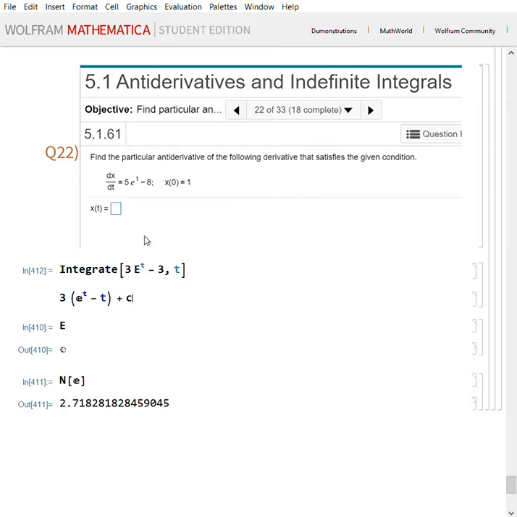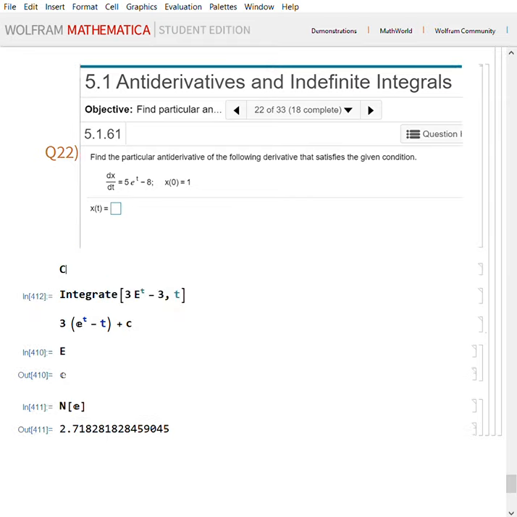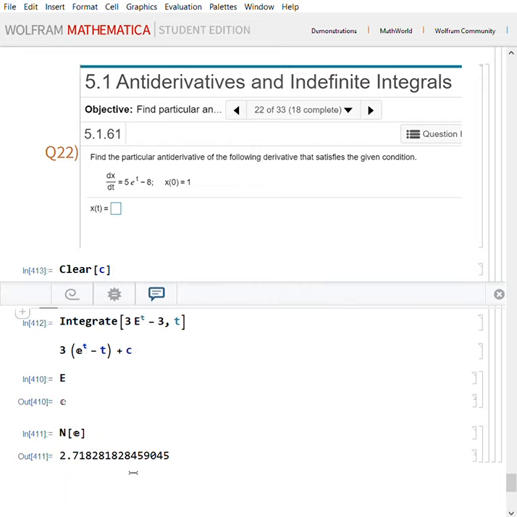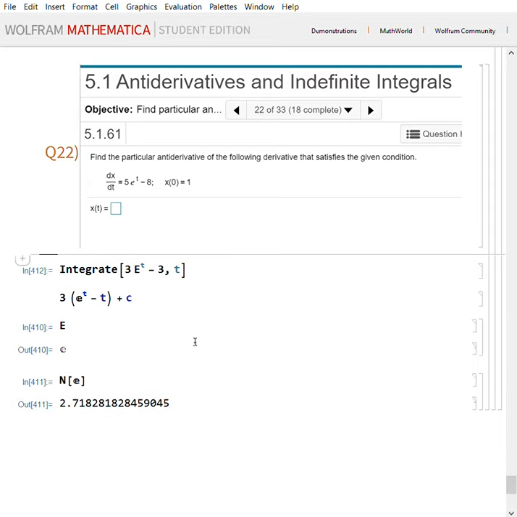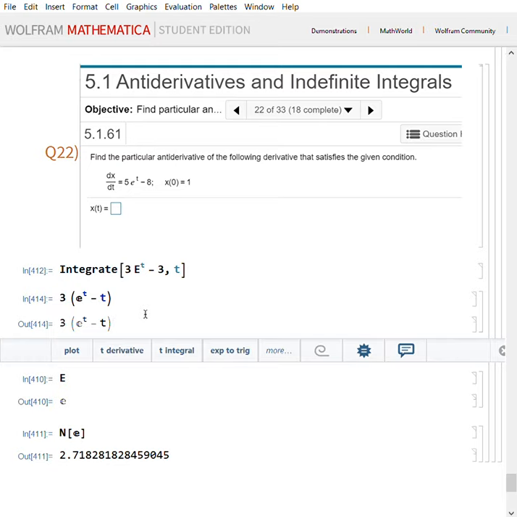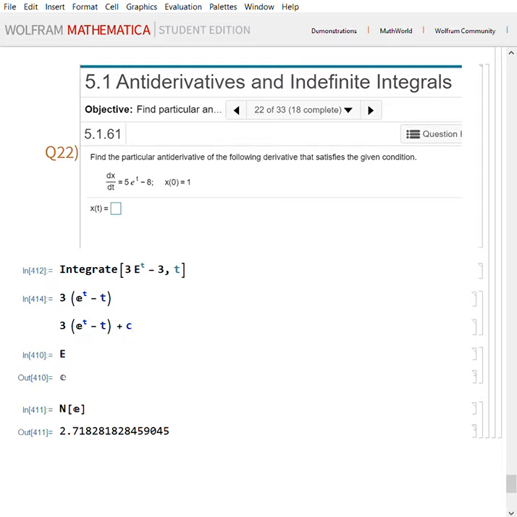Looks like I have C defined here, so I'm going to clear C, and now it's not defined again. Actually, I'm going to press shift enter so I can record it and then manipulate it on a different line to not lose track. So plus C, and then we go back to the question.